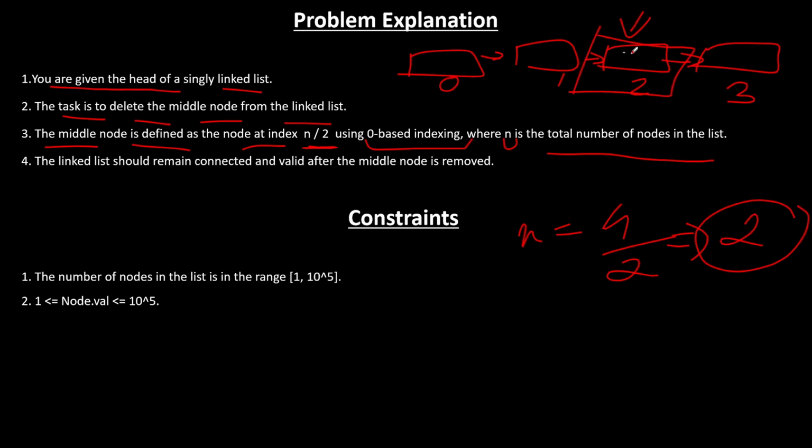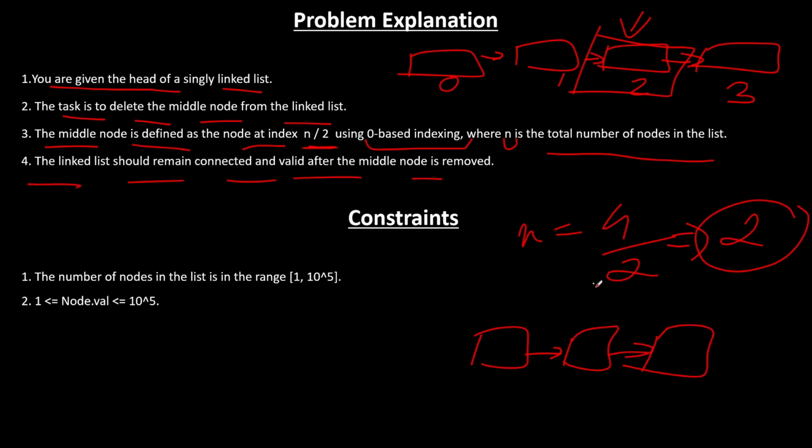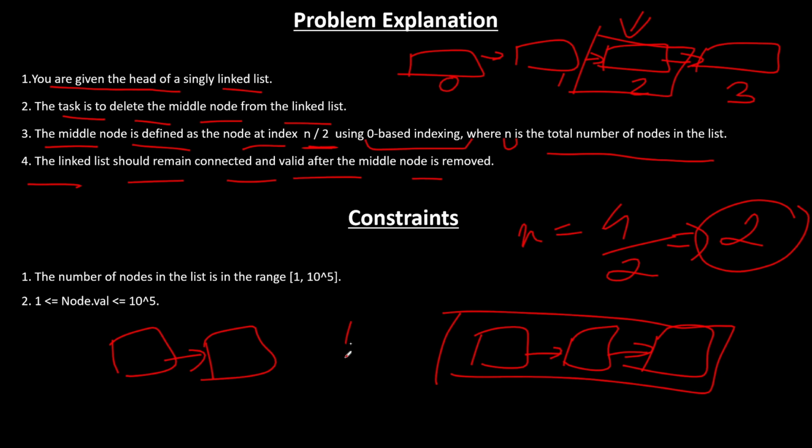So we have to remove this node and then our linked list will look something like this. And the linked list should remain connected and valid after removing the middle node. So when you remove the middle node, it should get connected again, right? It's not like we remove the middle node and then return a broken linked list. It should be connected, right?